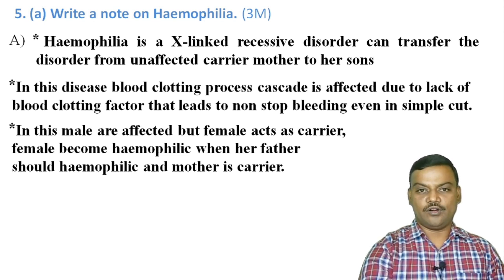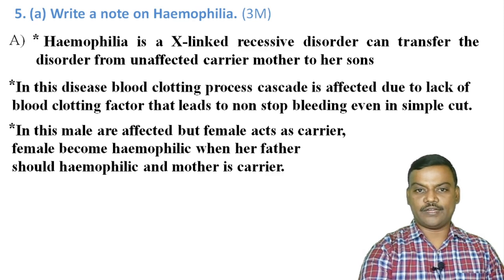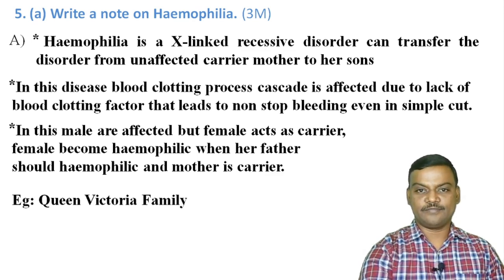In this disorder, males are affected, but females act as carriers every time. Sometimes a female also becomes hemophilic when her father is hemophilic and her mother is a carrier. Only in this condition is a female also affected with hemophilia. The best example for hemophilia is Queen Victoria's family. So these are the valid points for this question for 3 marks.